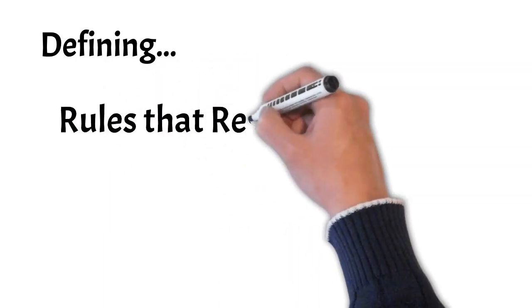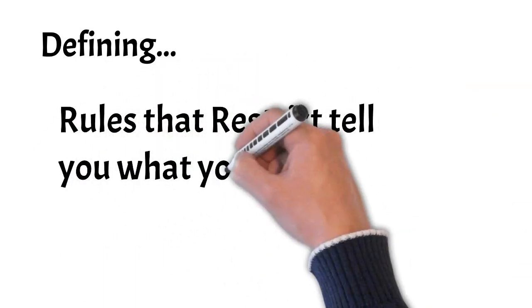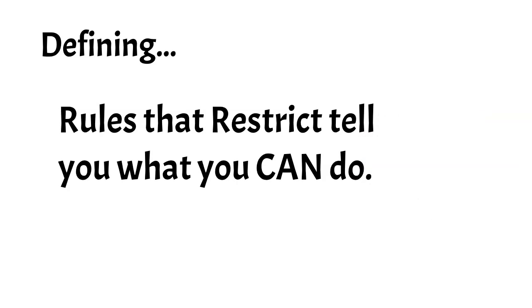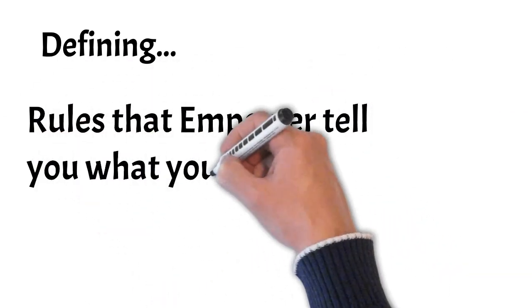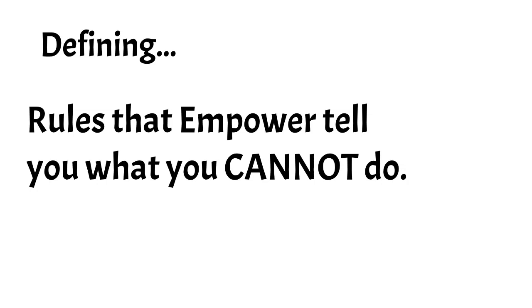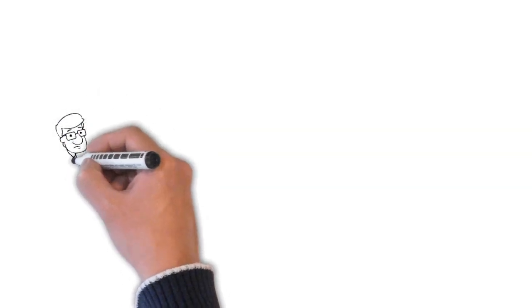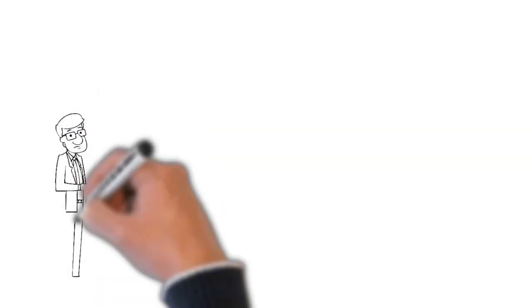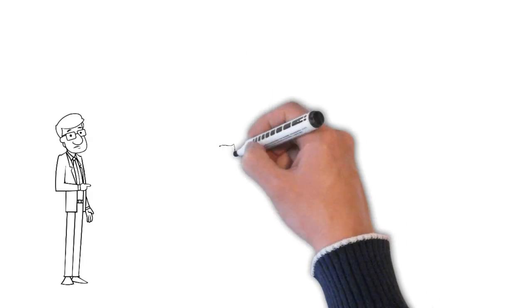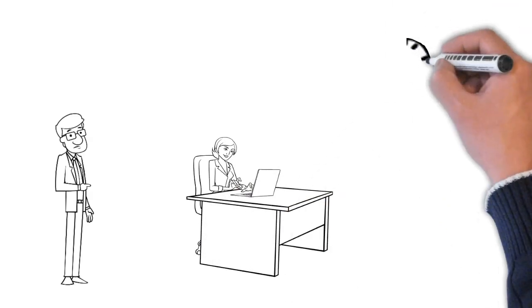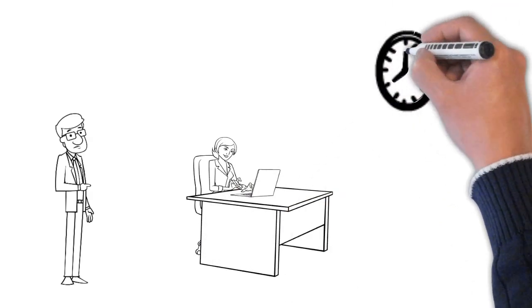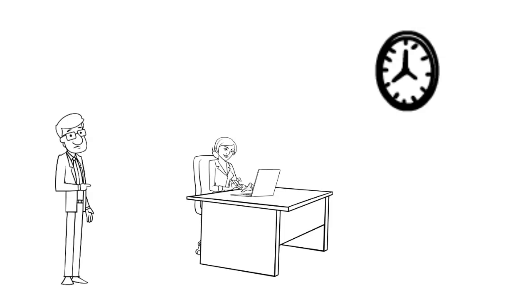Rules that restrict tell you what you can do, limiting the options you have or putting restrictions on your actions and judgment. Rules that empower tell you what you cannot do, eliminating certain options but leaving everything else on the table. A good way to think of their difference is the expectations many managers have on what good work looks like. Some managers think and say that work can only be done at your desk from 9 to 5 with your mind only on what's in front of you. This is a restrictive expectation.